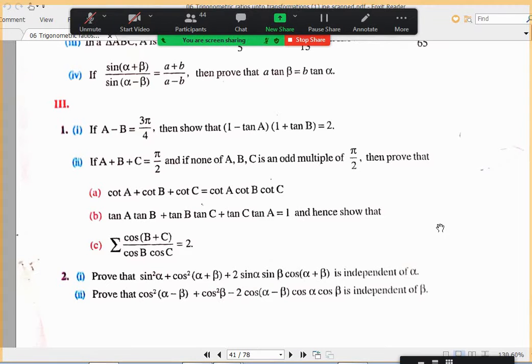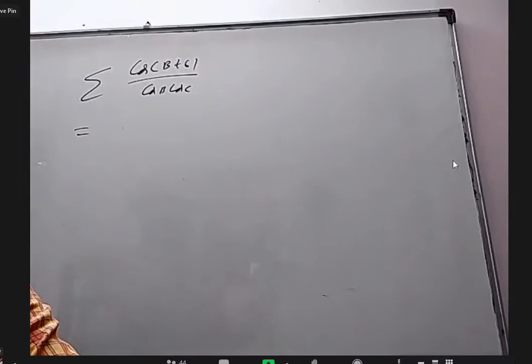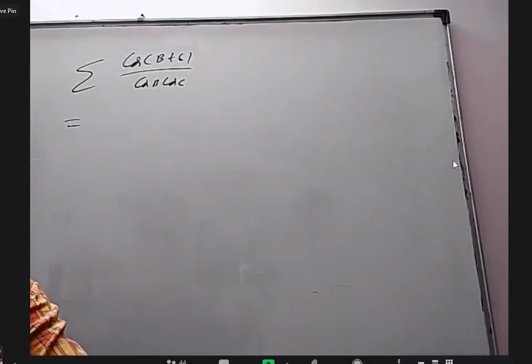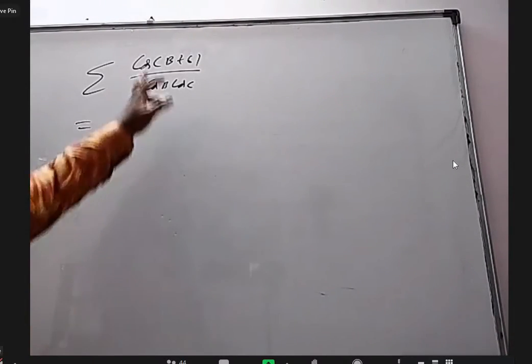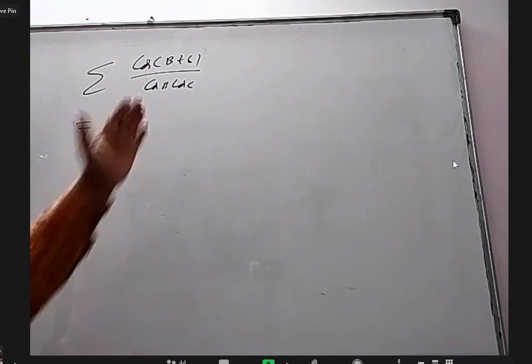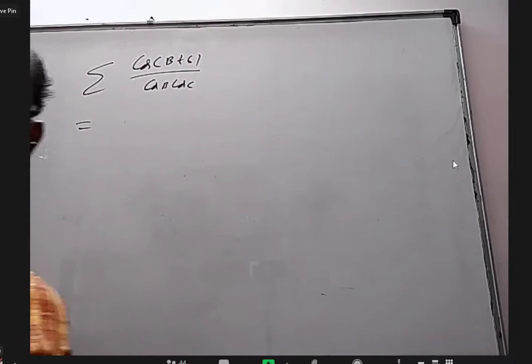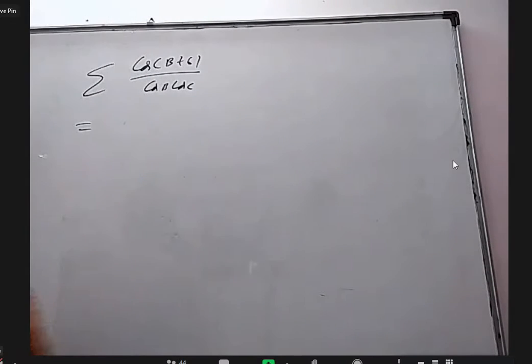Yesterday somebody asked about what is sigma, right? In trigonometry, sigma means it is the sum of 3 things: the given quantity plus 2 more quantities. How will you get 2 more quantities? Wherever B is there, you write C. Wherever C is there, you write A. Wherever A is there, you write B. Cyclic order. You get the next term, and then the next term. You're getting cyclic order like that.